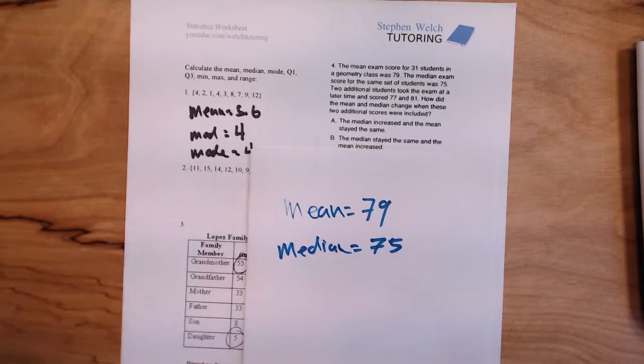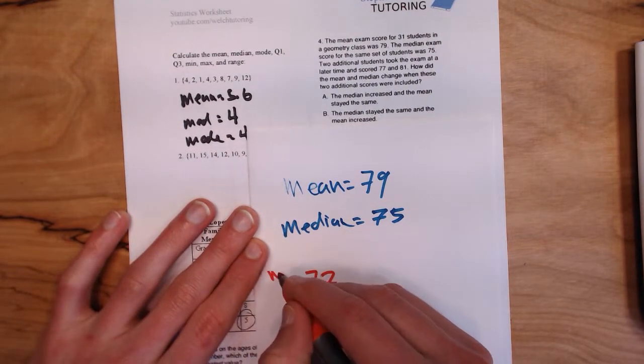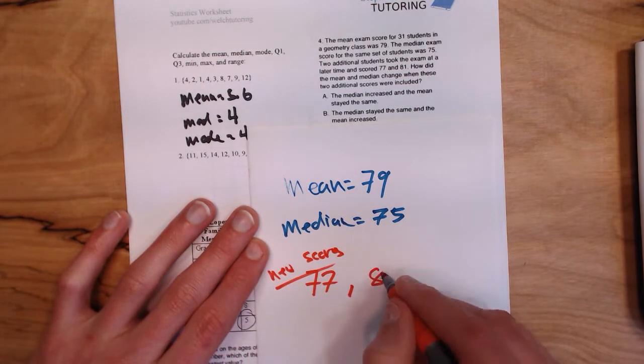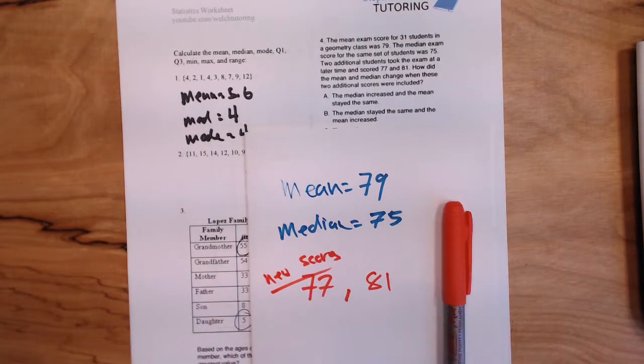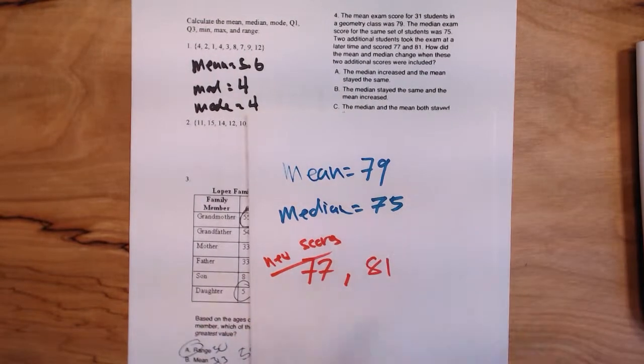2 additional students took the exam at a later time, and their scores were 77, these are the new scores, and 81. How do the mean and median change when the new scores are added? Or introduced, or included is what it says. So when we include these new scores, how does the mean and median of our whole class change?